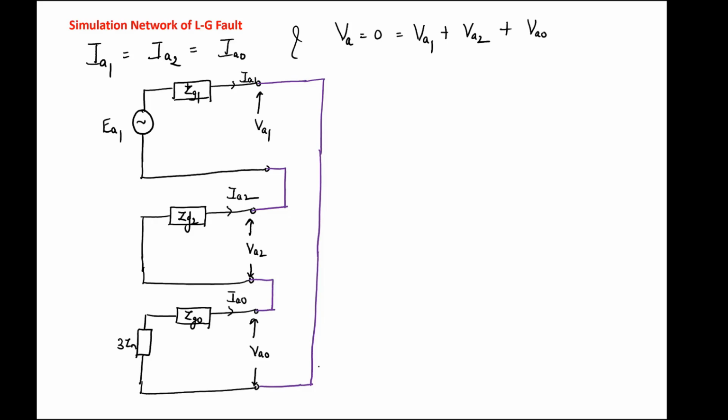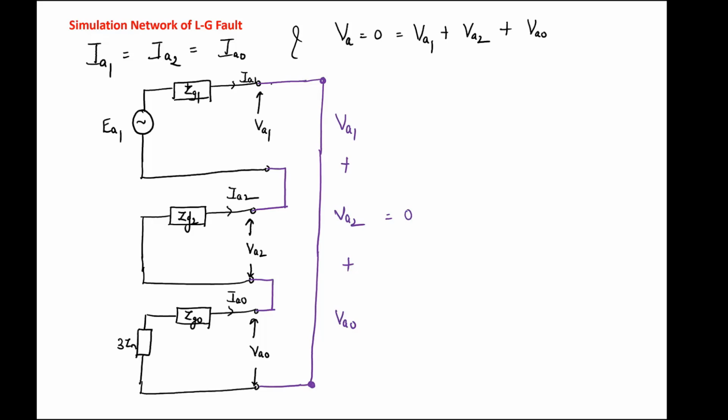Now we can see, what is the voltage between this point and this point? 0. This is the sum of VA1 plus VA2 plus VA0. This value is how much? 0, short circuit. Understand?